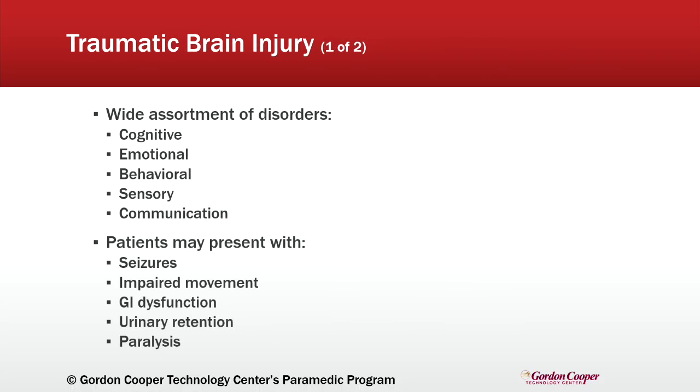The last topic of chapter 46 is going to be traumatic brain injury. This is a potentially devastating condition that can cause many serious short and long-term complications. It now includes a wide range of disorders affecting cognitive, emotional, behavioral, sensory, and communication functions. Patients may show seizures, impaired movement, gastrointestinal dysfunction, urinary retention, or paralysis.